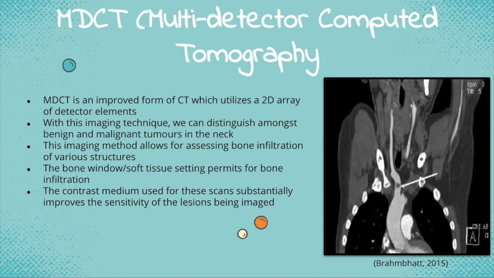This imaging technique differs from CT as CT only consists of one row of detectors. Since MDCT has multiple rows, multiple scans can be taken at once. This makes the exam time much shorter in comparison to regular CT scans. MDCT also has fewer motion artifacts. The slices are thin, which lessens radiation exposure, making it safer for the patient.